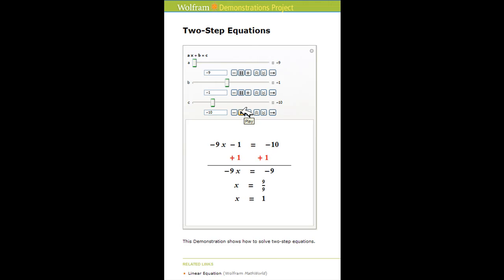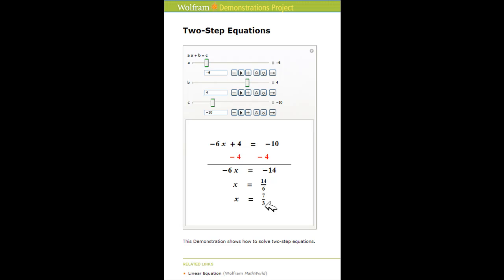Stop that one. Stop that one. Okay, so we're going to subtract 4 from both sides. Negative 10 minus 4 is negative 14. And then you're going to divide both sides by negative 6. So you get 14/6, because a negative divided by a negative is a positive. And 14/6 simplifies down to 7/3.